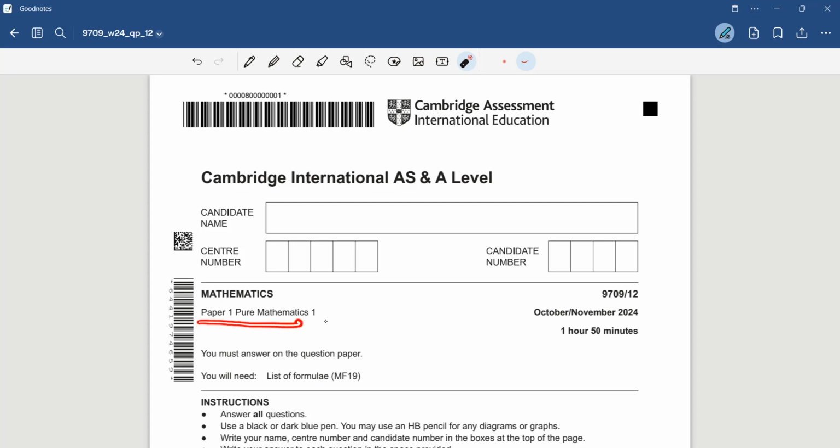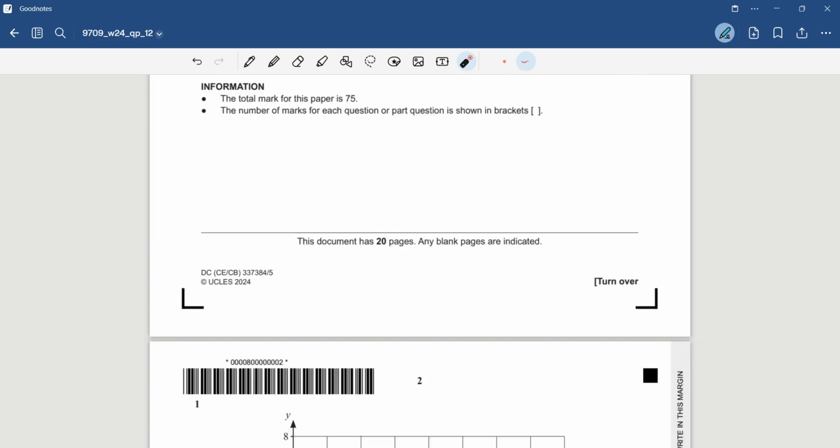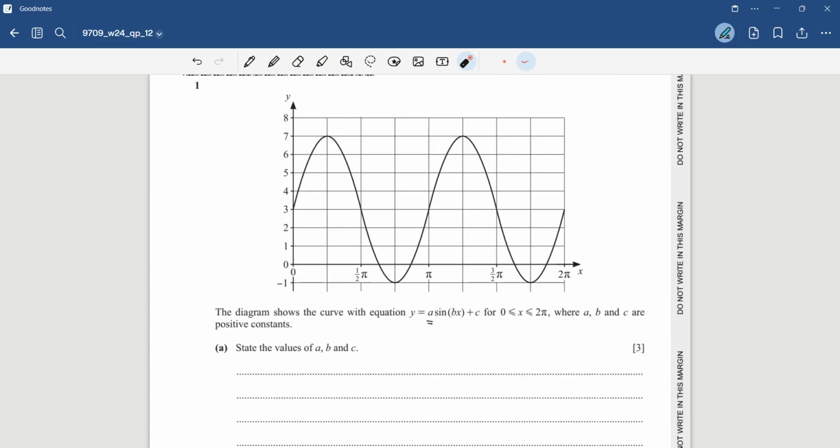Pure Maths 1, October/November 2024, Variant 2. So let's begin with question number 1. For question number 1, it is given a trigonometry function, a sine graph. They ask you to find the amplitude A, the period B, and C.